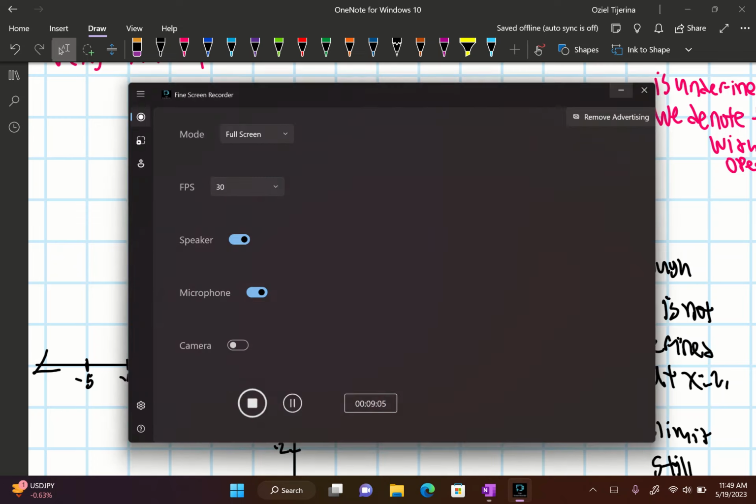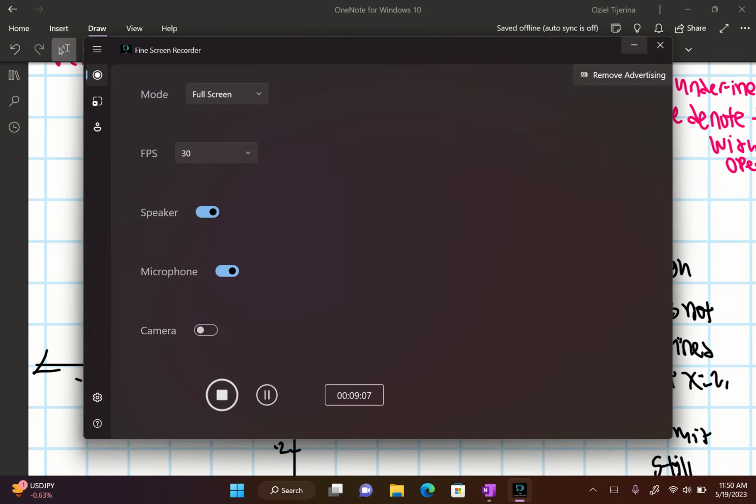But with that being said, guys, that is really all for this video. I just wanted to quickly define what a limit is and what it means to take a limit of a function.